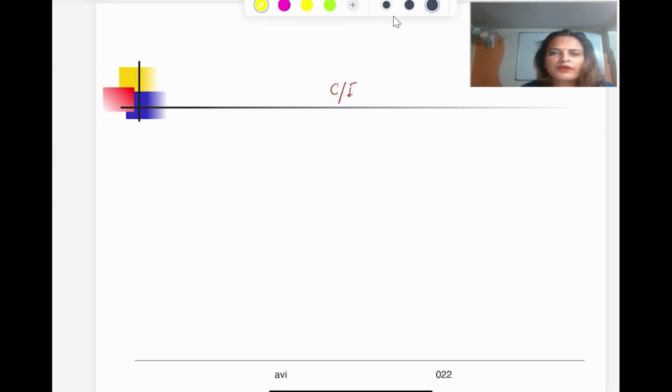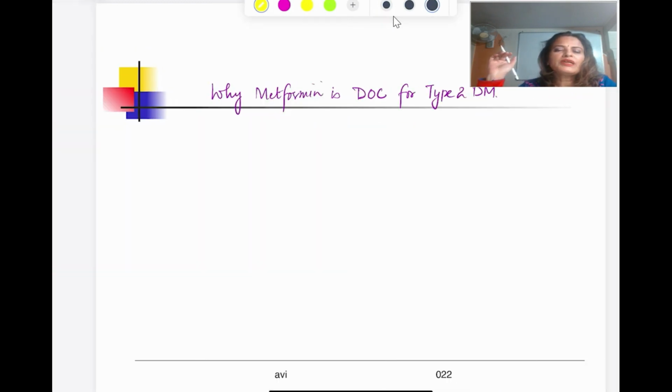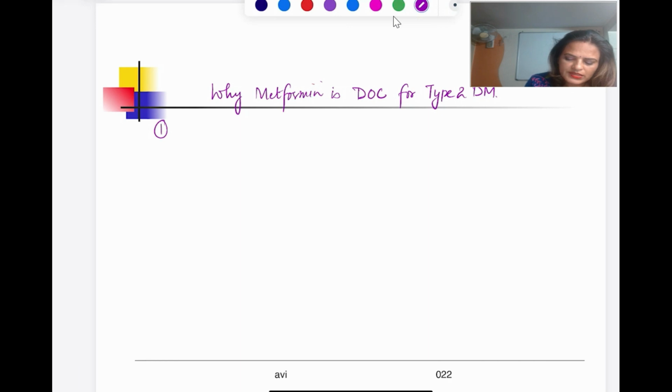The contraindications I have already told. Now where are we going to use it? This is the first choice drug for all type 2 diabetes mellitus, until and unless there is any contraindication. Now why is it the first choice? Why metformin? It is the drug of choice for type 2 diabetes mellitus. This is also very commonly asked. Why is metformin the drug of choice? Number one, it is not a hypoglycemic. It is an anti-hyperglycemic.